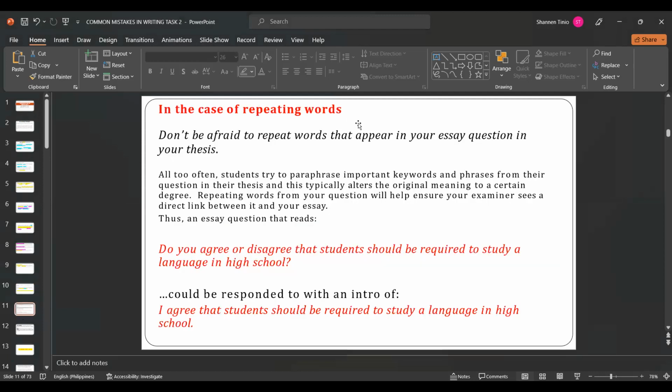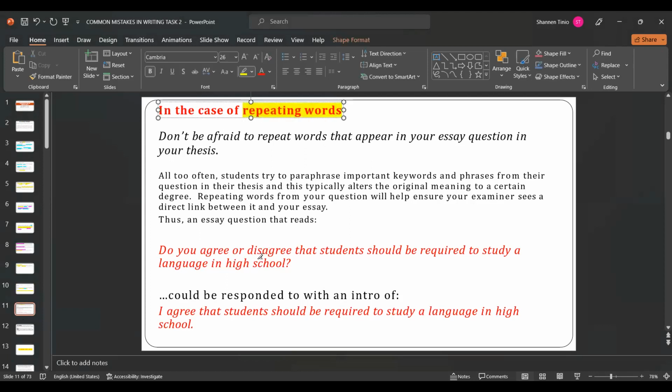In the case of repeating words, what does this mean? Redundancy. Redundancy is not exactly repeating. Repeating kasi, uulitin mo lang yung sinabi mo. Redundancy now talks about using another word with the same meaning, and then you use it in one specific sentence, which makes it redundant. For example, oh, she's such a pretty, beautiful girl. Pretty na nga, beautiful pa. That's what you call redundancy.